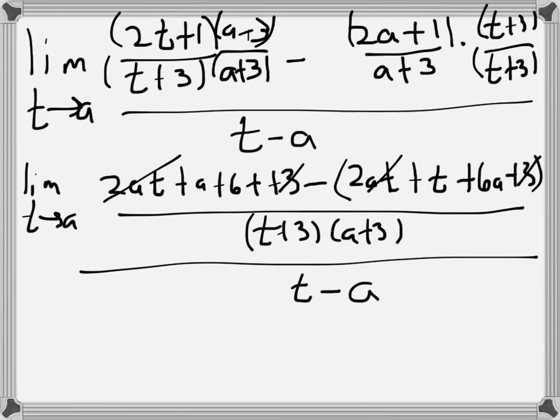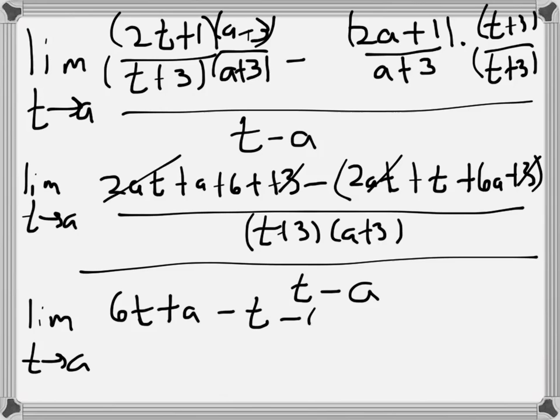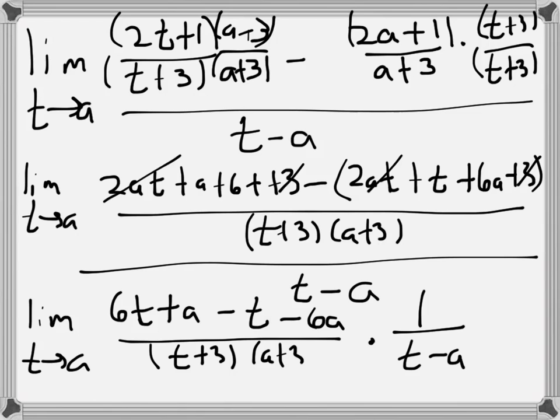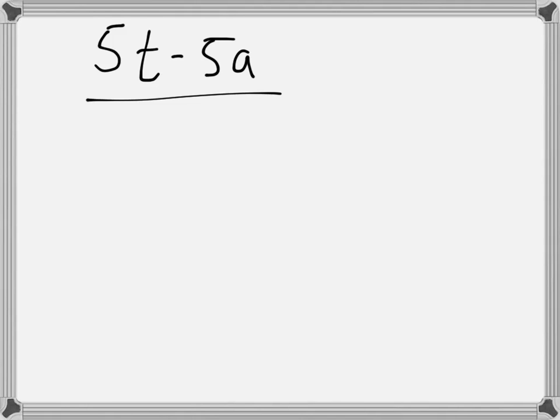So the top then is going to be 6t plus a minus t minus 6a over t plus 3 times a plus 3. And let's go ahead and write times 1 over t minus a just to save some room so we don't have such a big fraction. So dividing by t minus a is multiplying by 1 over t minus a. And now we can see that we can still combine the numerator on the left. We can combine 6t minus t, and we can combine a minus 6a. So that's going to be 5t minus 5a over t plus 3, a plus 3, times 1 over t minus a.